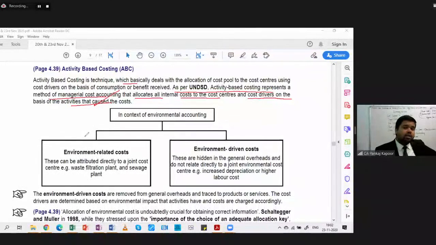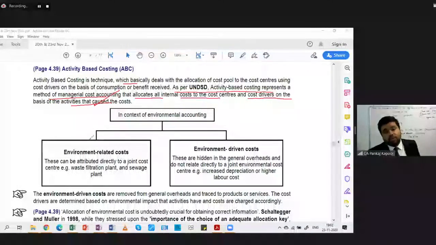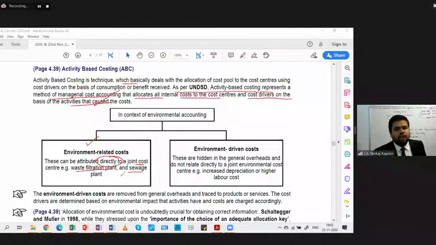Friends, there is another way in which we can classify the environment related cost. The first costs are those which are directly related to some particular cost center, like the water filtration plant, the sewage plant, or the water treatment plant. These costs need not be apportioned again with the help of ABC.